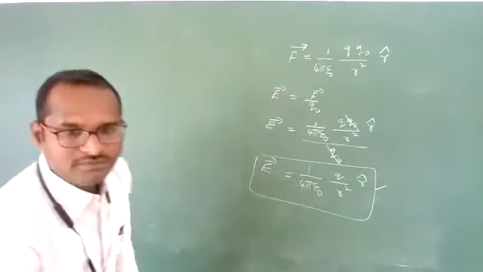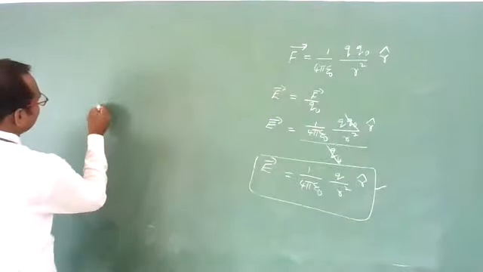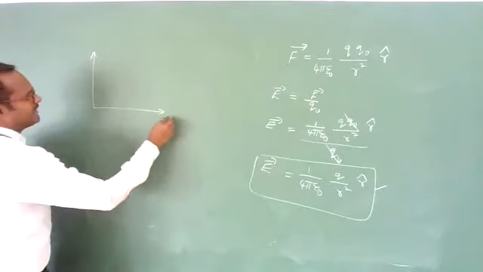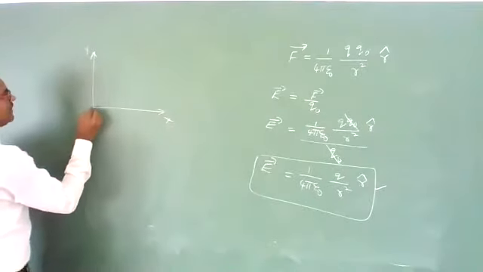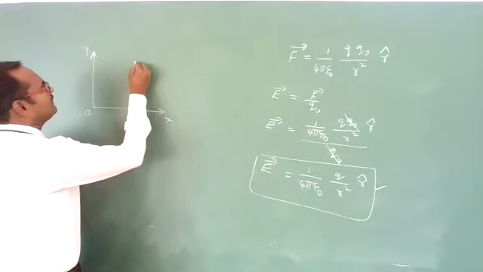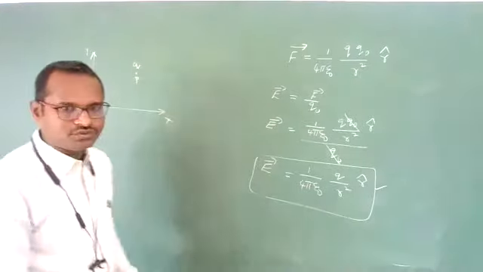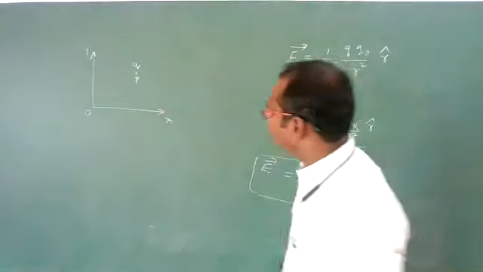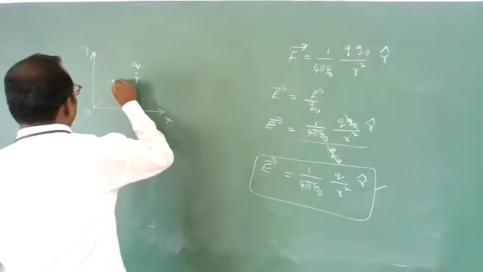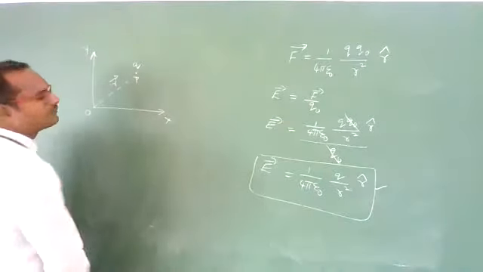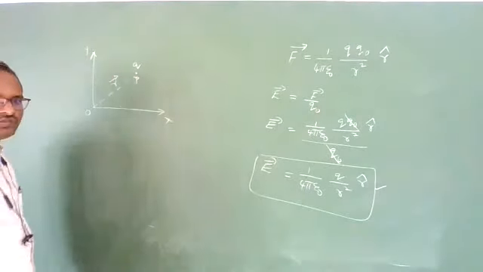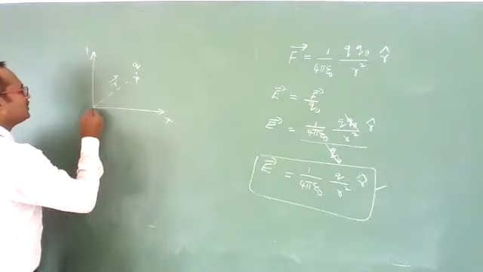Now, friends, let us suppose there is a Cartesian coordinate plane, x, y, and here is the origin. Let us suppose one point P is there, and a charge Q is present. This is the position vector r bar of that charge Q, or say at the origin charge Q is there.